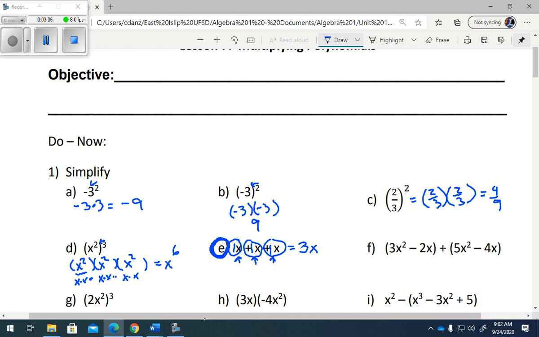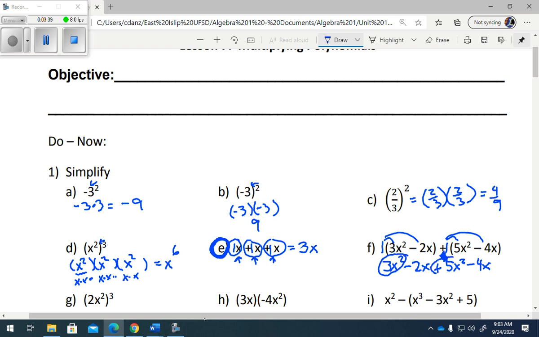So letter F, this is adding, right? See the plus sign? We did this in yesterday's lesson. We can't combine like terms until we get rid of the parentheses. The only way of getting rid of parentheses is by distributing what's in front. If you don't see the number in front, it means that there's a 1. So when you distribute, parentheses do go away. I'm left with 3x squared minus 2x plus 5x squared minus 4x. And now I can combine the like terms.